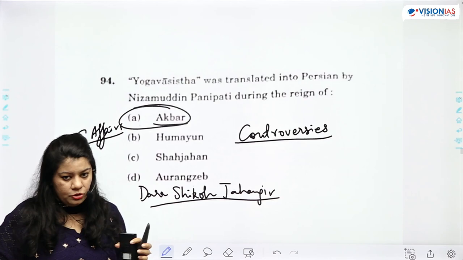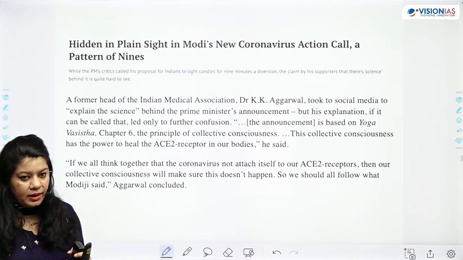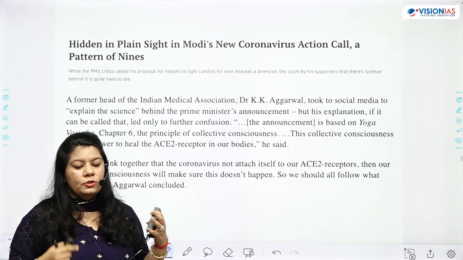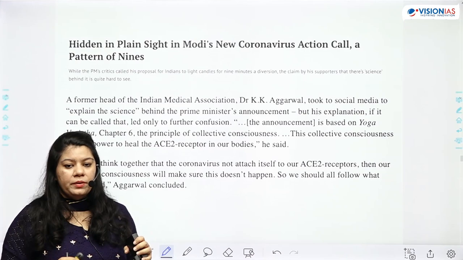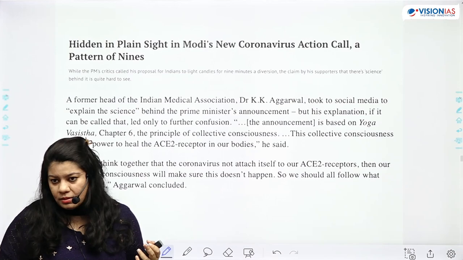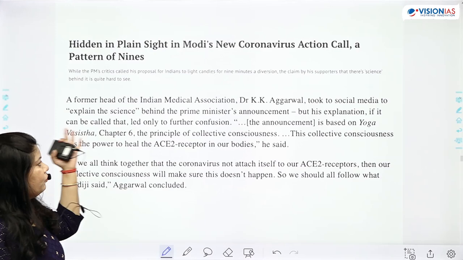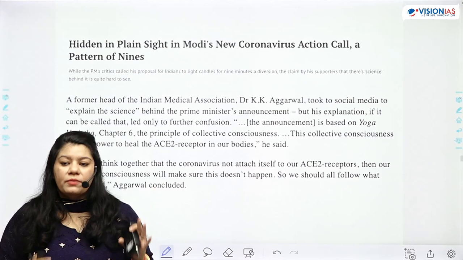Why am I telling you again it has a current affairs link? Because if you remember when COVID just struck India and we had no precedent or steps to resolve this issue, our Honorable Prime Minister told us to do certain spiritual things. Those things which attracted collective consciousness were lighting the candles, beating the thalis, yes. And this again had scientific backing. Why? Because when this struck, a former Indian Medical Association director, Dr. K.K. Agarwal, referred to this step as logical because he mentioned a chapter from the Yoga Vashisht book which talks about collective consciousness.